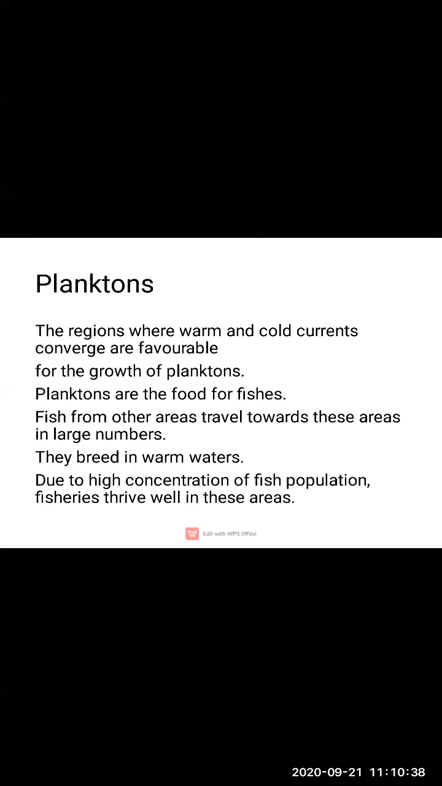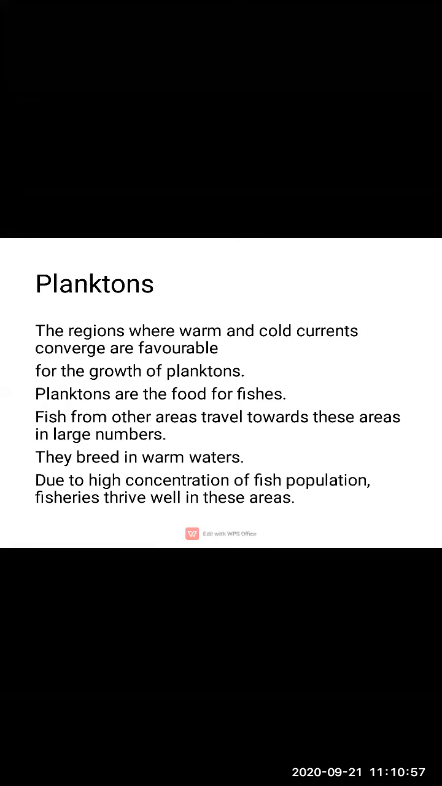So they breed in warm waters. Breed means they reproduce in those warm waters. So due to the high concentration of fish population in that region, fishes are found in more numbers. Yes, so fisheries thrive well in these areas.